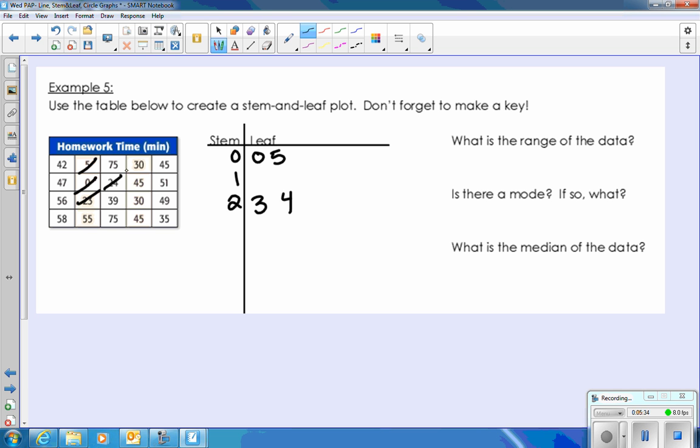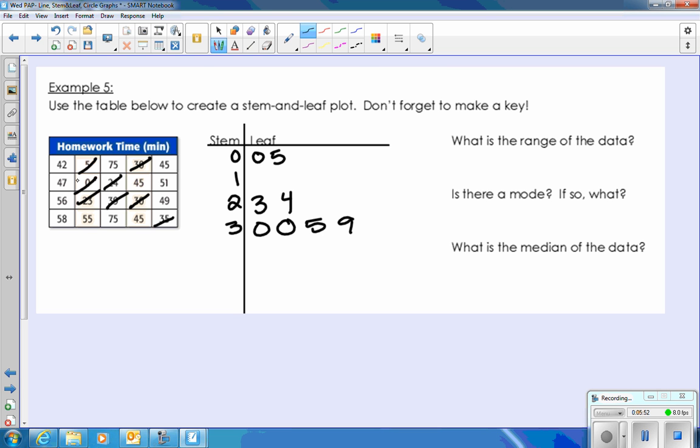So then I'll start with my 3s. I've got a 30. I have another 30. I have a 35 and a 39. Please try to be neat when you're making these and make sure you line all your leaves up.